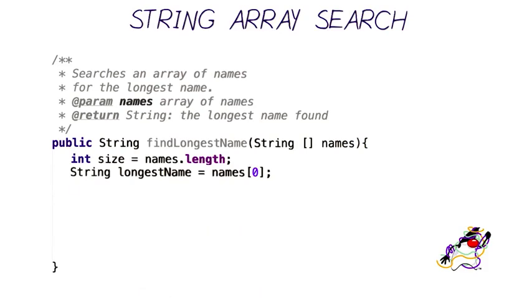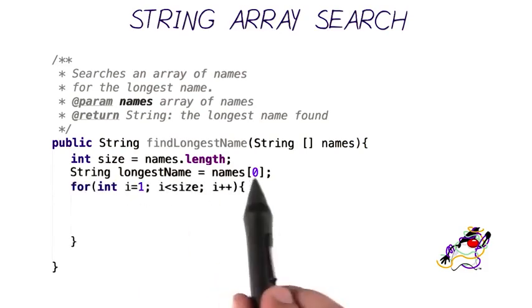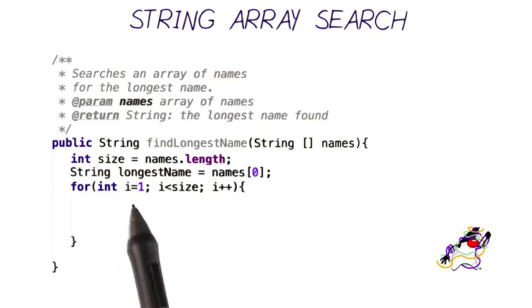Then we want to create our loop that would start from 1, which is the very next name after that one, and it would keep going just before it reaches the size of the array. The increment is just i++, as usual.